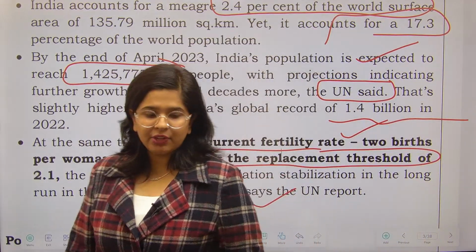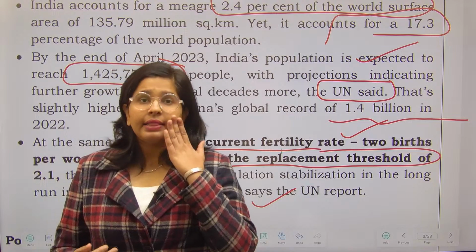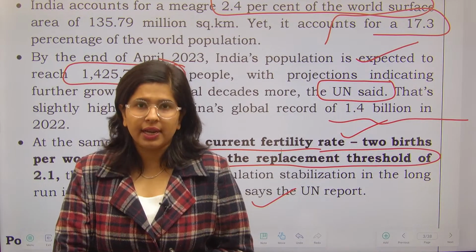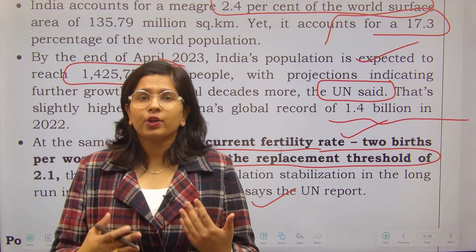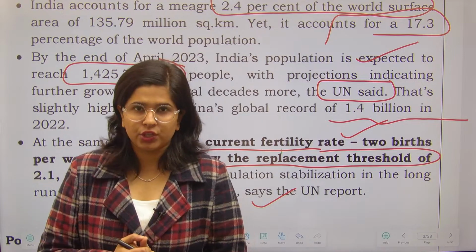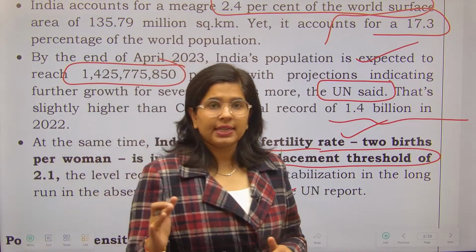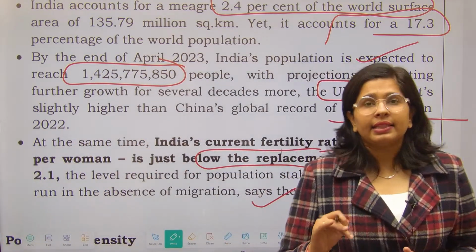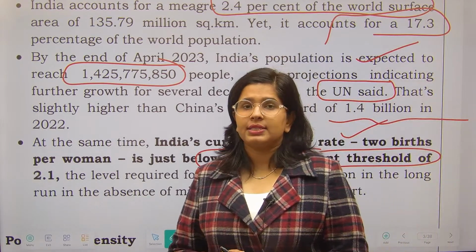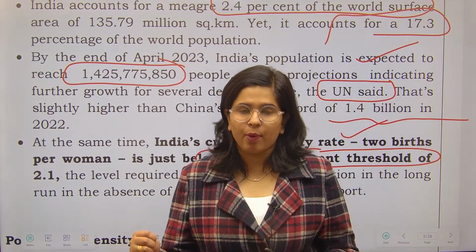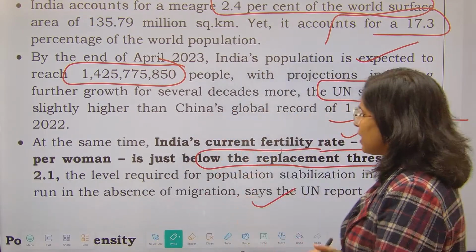What is this replacement threshold? TFR says that if reproduction is at the rate of 2.1, it is going to exactly replace the population, right? But if the fertility rate is lower than 2.1, then in the future you are going to witness population decline. Okay, your population is going to decrease.